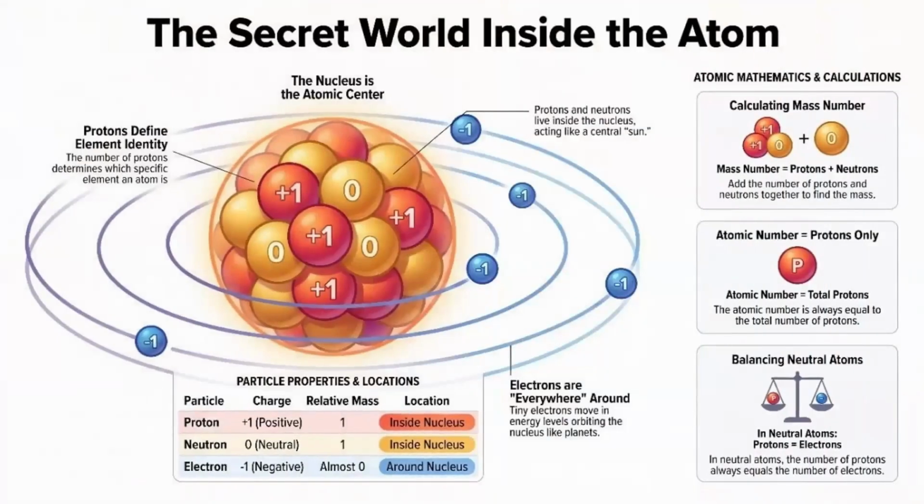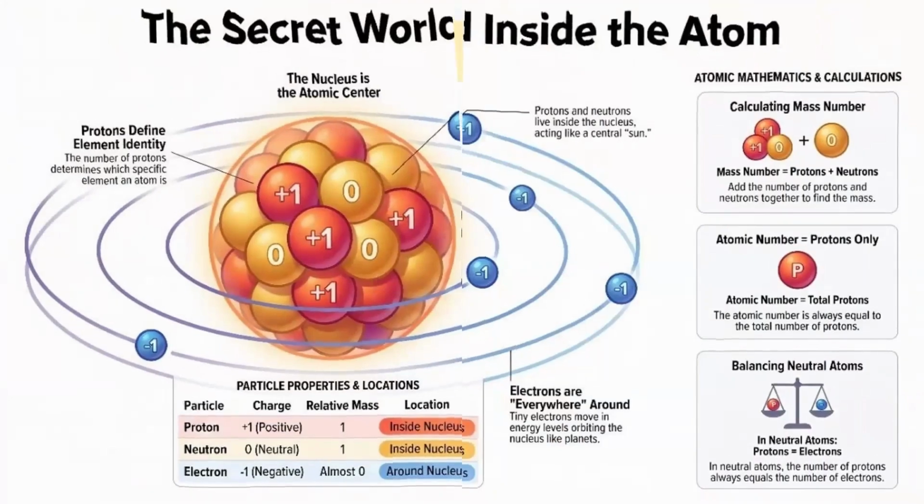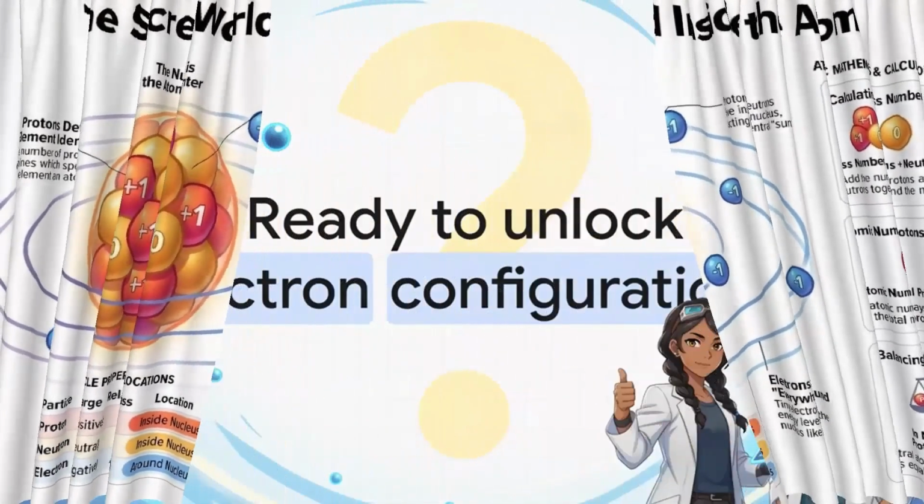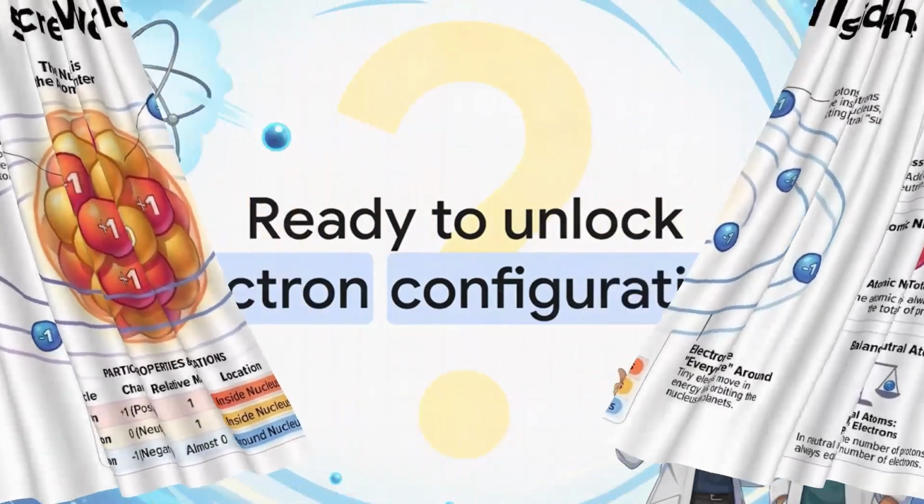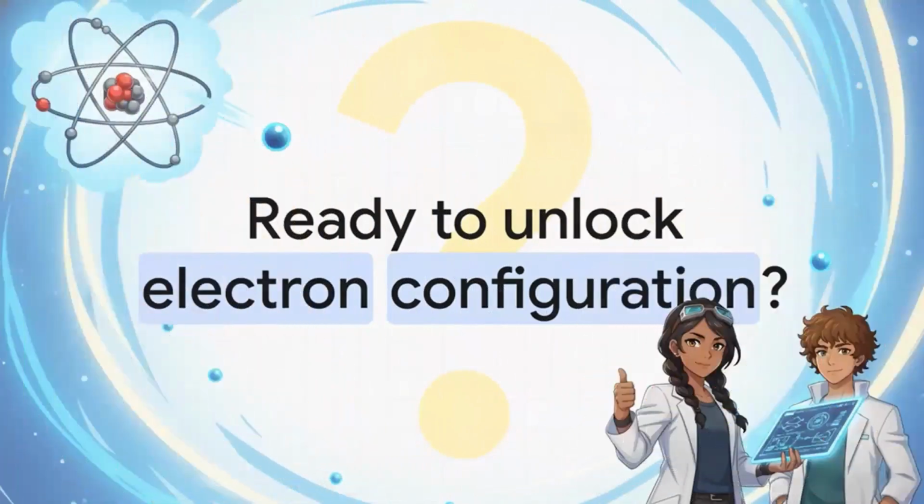We finished the secret world inside the atom, and in the next episode, which is episode 3, are you ready to unlock electron configuration? In our next mission, you will discover one of the biggest secrets in chemistry, which is electron configuration. Once you understand how electrons are arranged, chemical bonding becomes much easier to understand.